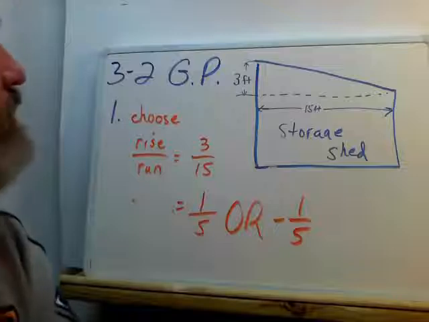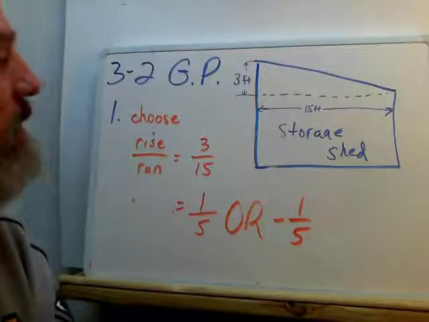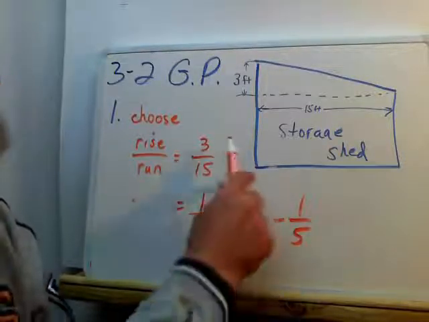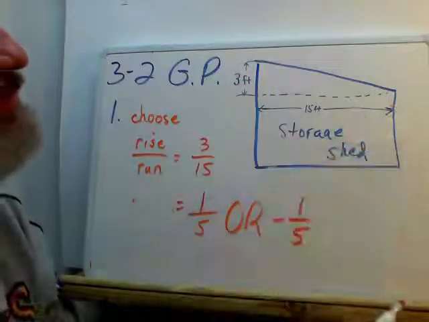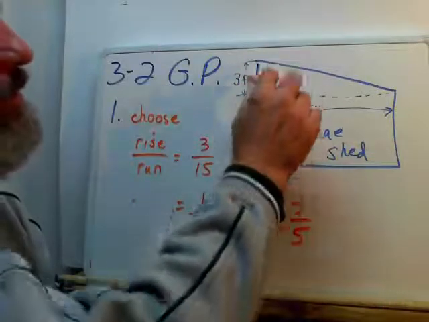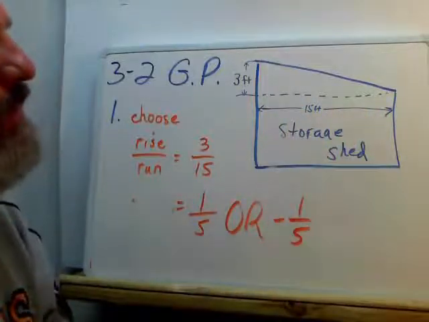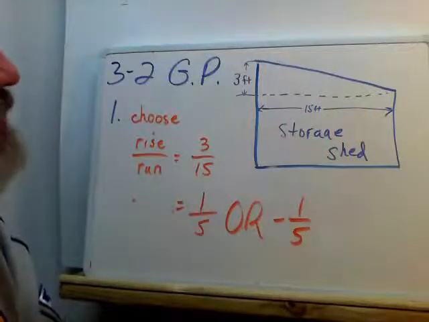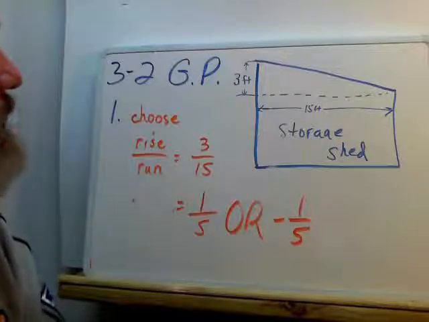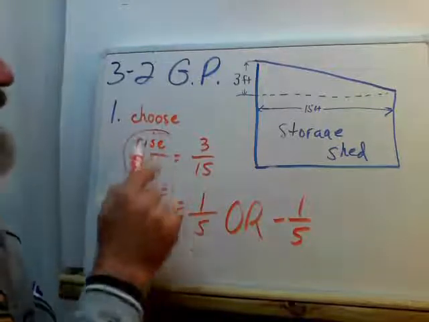Here are your solutions to 3-2, the guided practice problems. In problem number 1, we have a storage shed with a roof line like such. We have a rise of 3 feet, and it is 15 feet from front to back of the shed, and they want us to calculate the slope of the roof.